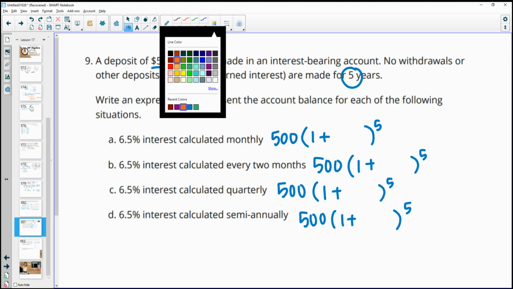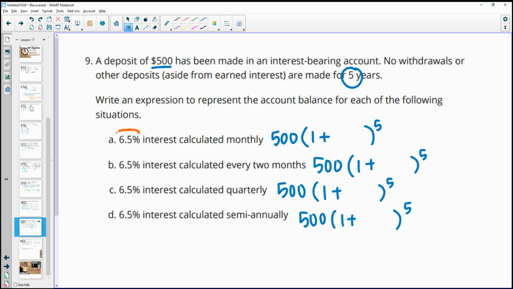So now the interest rate here is 6.5%, okay? And each time it's 6.5%. And as a decimal, that's 0.065. So we know that this is going to be the same in each problem, or start the same. So now what happens is this is going to be calculated differently.